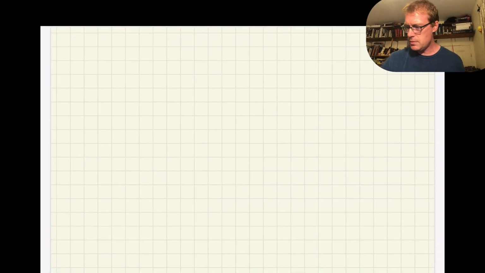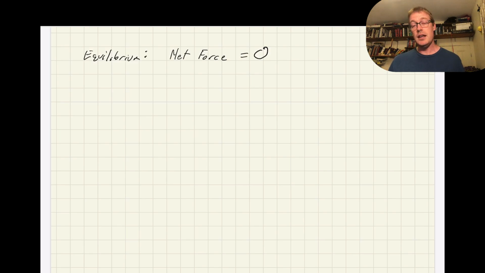There are some really great worked examples in our textbook, sections 5.1 and 5.2. I recommend looking at those. In terms of approaching these problems, let's start with discussing equilibrium. When the net force on an object vanishes, we say it's in equilibrium. If the net force is zero, then by Newton's second law, the acceleration is zero.